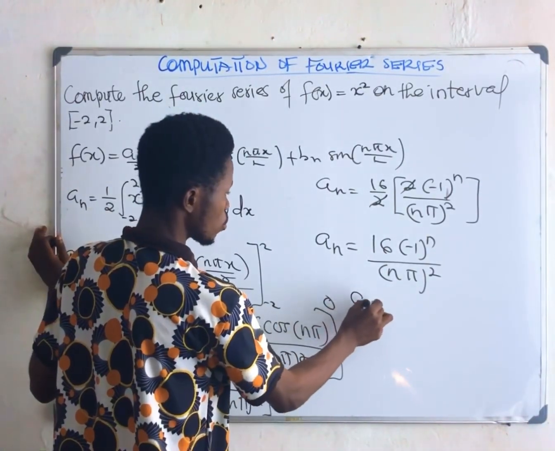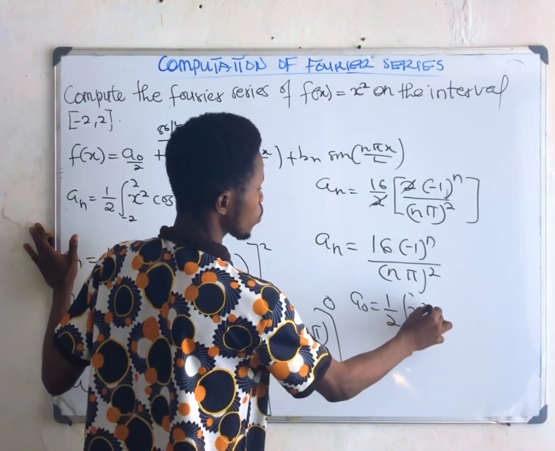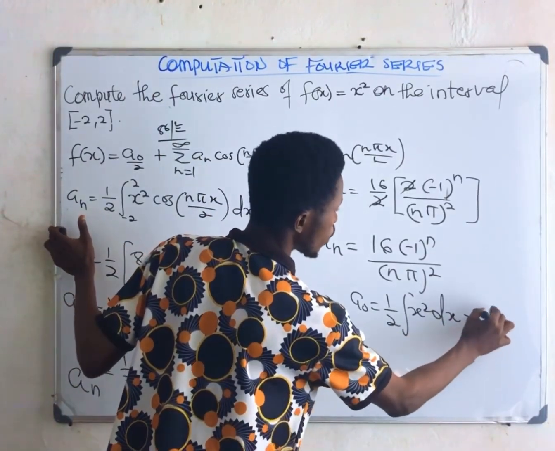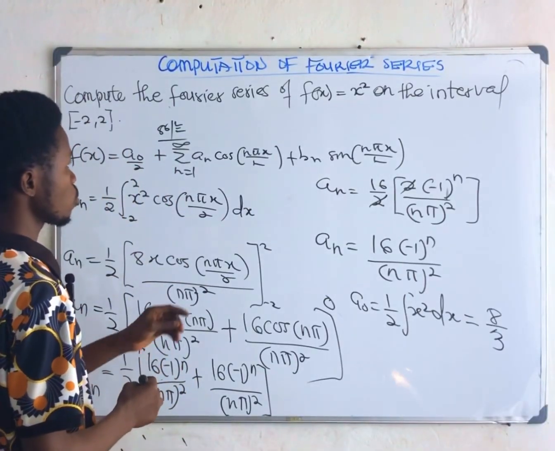My a naught will be equal to 1 over 2 integral. You know, the a naught is just the function, so x squared dx. If you do this, everybody can do that. You have 8 over 3. Is that okay? Good. Now let's also look at the bn.